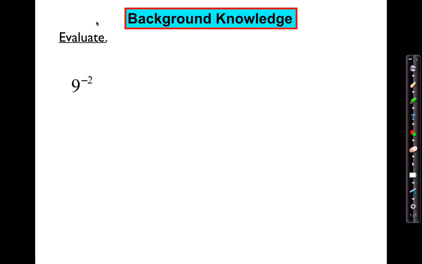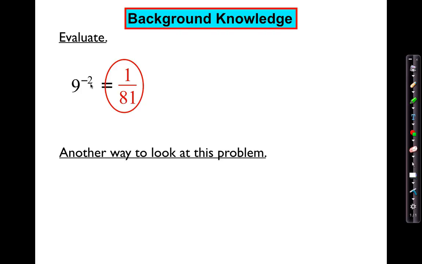So now going over some more background knowledge. Some of you can recognize right away what 9 to the negative second is. Some of you can just automatically say, oh, that's just 1 over 81, which is great. But just a quick reminder, how do we actually get that answer?